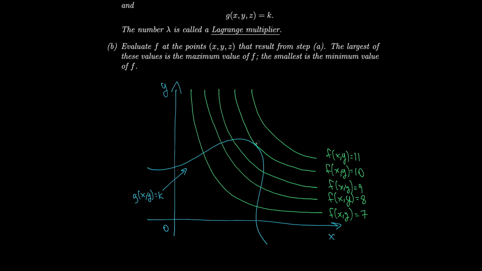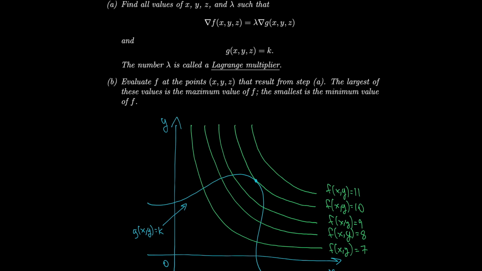If I look at this point of intersection, the level curve just touches the constraint curve. So they share a tangent line, which means that they have the same normal line. And if they have the same normal line, then they have gradients that are parallel to each other, because the gradient points in the direction of the normal line. So if the gradient of g is parallel to the gradient of f, then the gradient of g is just some constant times the gradient of f.